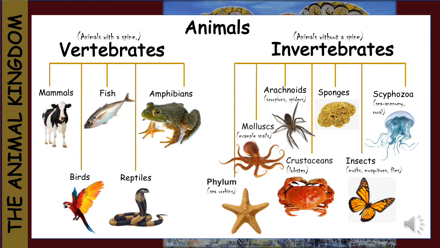In the diagram below, we can see they have separated vertebrates, animals with a spine, from invertebrates, animals without a spine. Animals that make part of the group of vertebrates are mammals, birds, fish, reptiles, and amphibians. Animals who make up the invertebrates are phylum, mollusks, arachnoids, crustaceans, sponges, insects, Scyphosia.